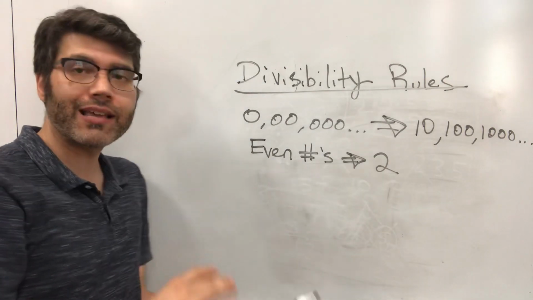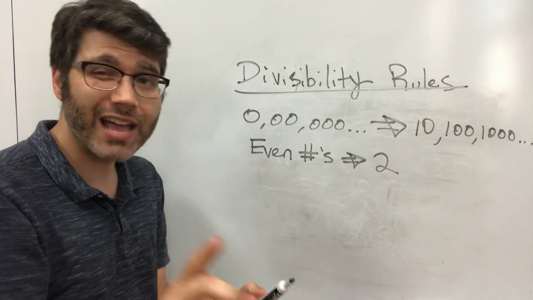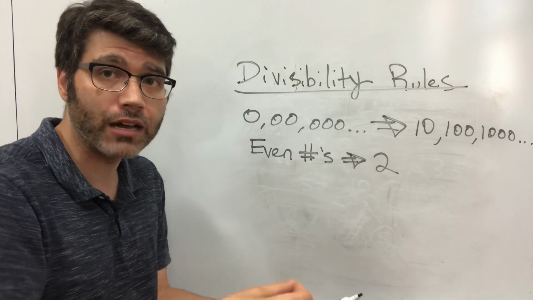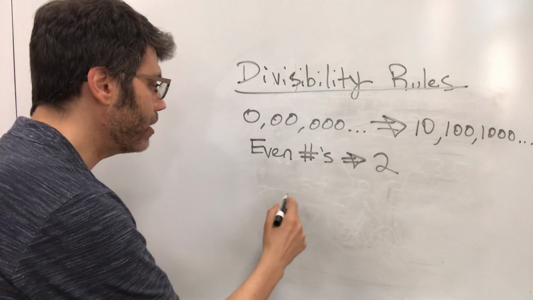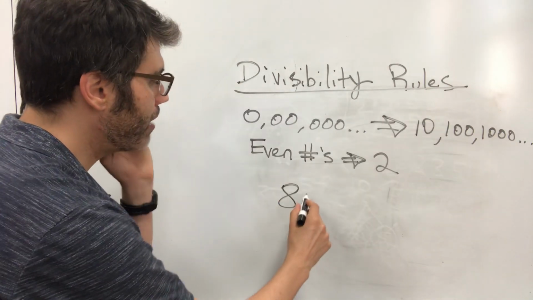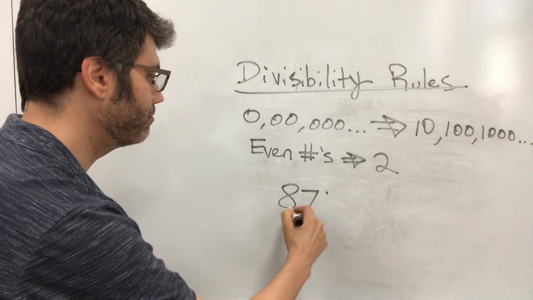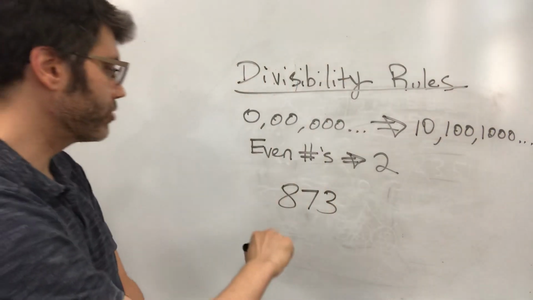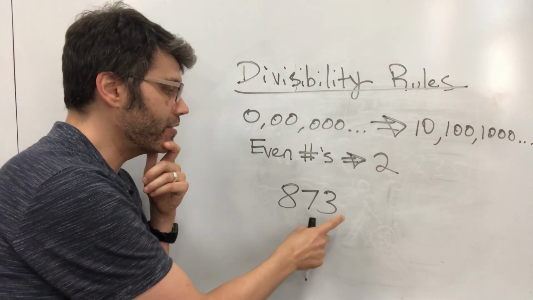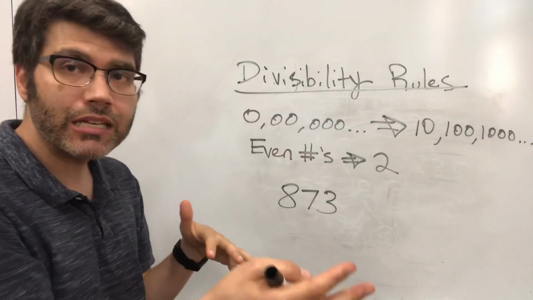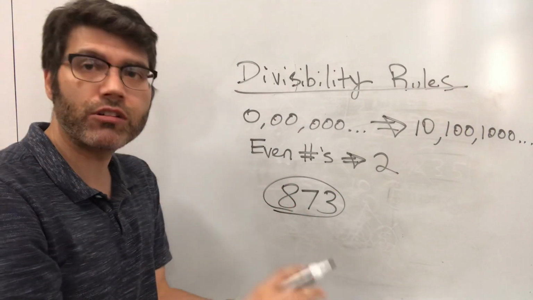Also, the cool thing is, if you follow that same divisibility rule, it's true for 9 as well, as long as the number adds up to a multiple of 9. So let's say, how about 873? Okay, so let's add these up. So 8 and 7 is 15. 15 and 3 is 18. 18 is divisible by 9. Thus, 873 is also divisible by 9.